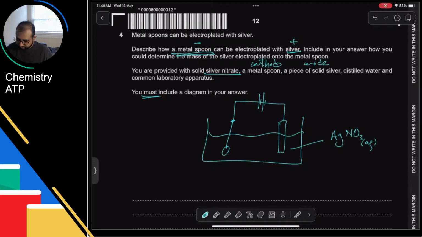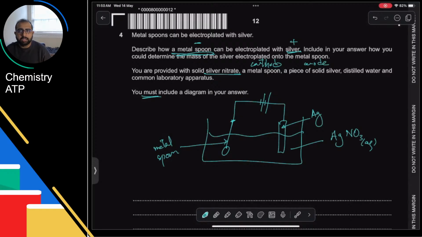So let's see. Have I connected the battery correctly? What do you guys think? No. Why? Because what's happening here is that this is positive, this is negative, and this one is positive. No cation is going to come here. So make sure that your polarity is correct. It should be the other way around. Now it's good. Always label your diagram. So this is going to be silver. This is going to be the metal spoon. We don't know what metal it is, but it doesn't matter. And the setup is complete.